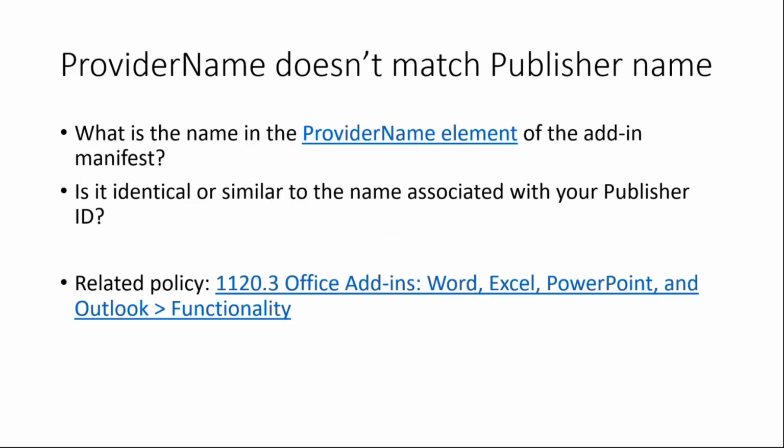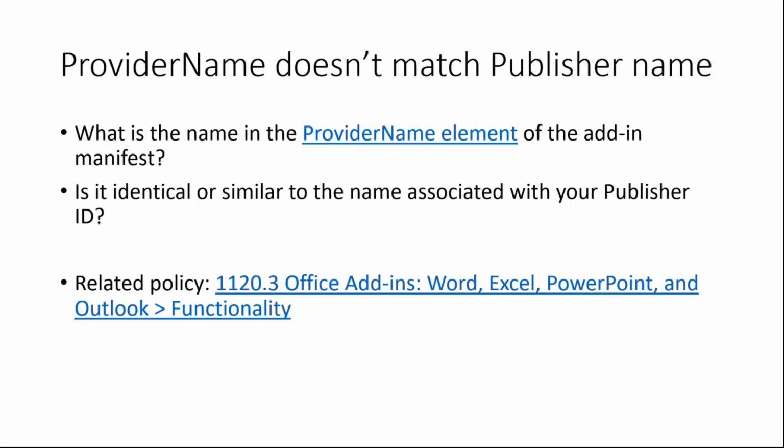Okay, fourth one is the provider name doesn't match the publisher name. This one is really important because there's a provider name element that I'm thinking a lot of you are familiar with. In the manifest itself, it's pretty near the top, if I remember correctly. And that basically says company X or ISV Y or whatnot, they're the ones who created this add-in.